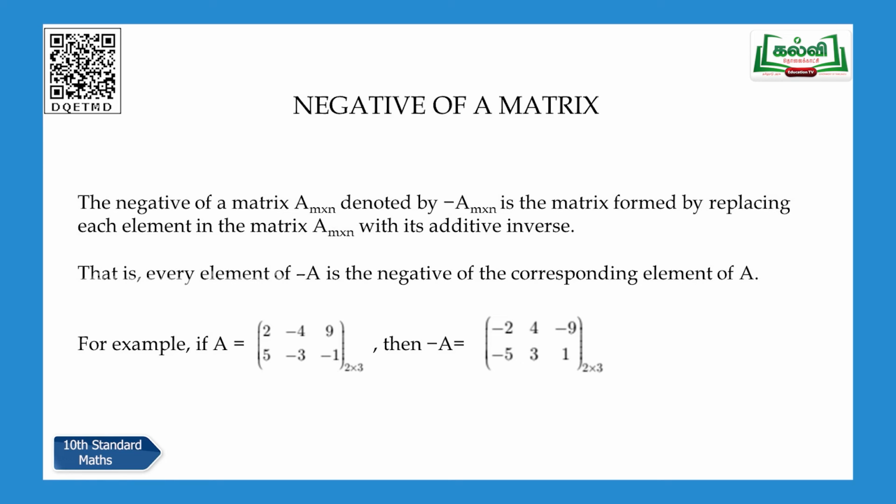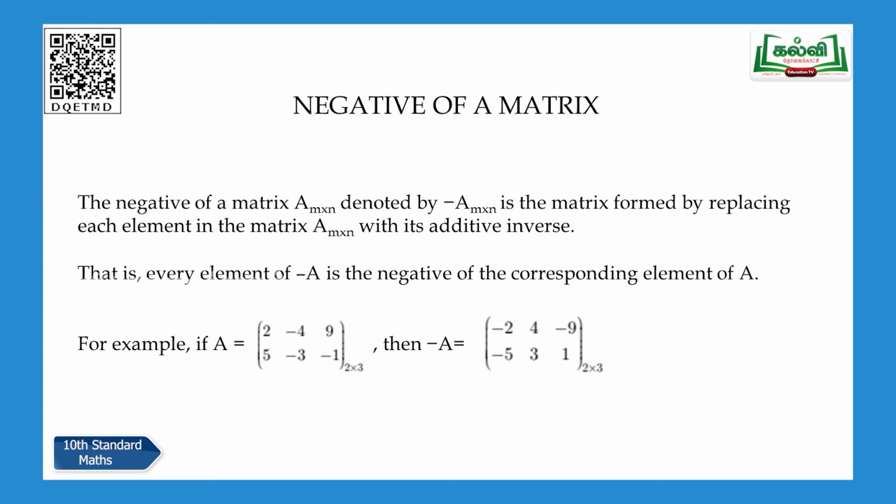So, the negative of a matrix A of order m by n, denoted by minus A, is a matrix of order m by n which is formed by replacing each element by its additive inverse. That is, every element of minus A is the negative of the corresponding element of A. As I told you, you have the elements in A. What are the elements you have in A? It is 2, minus 4, 9, 5, minus 3 and minus 1. So, we have 2 rows and 3 columns. The order is 2 by 3.